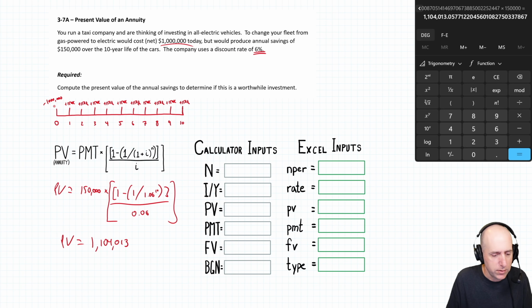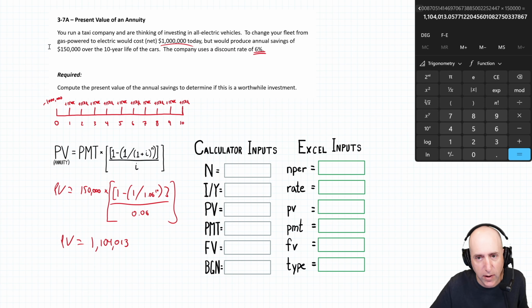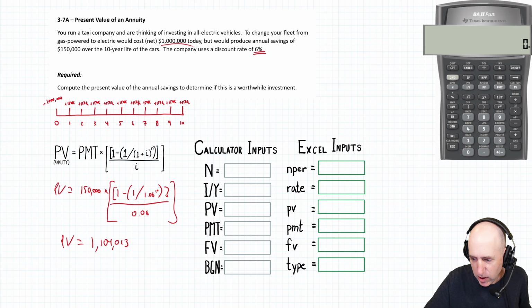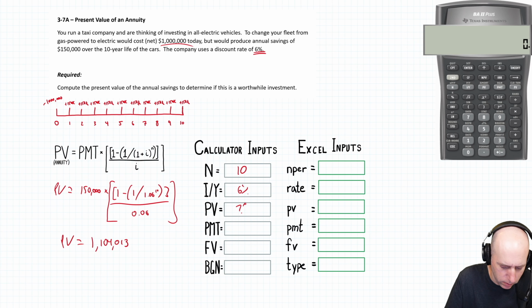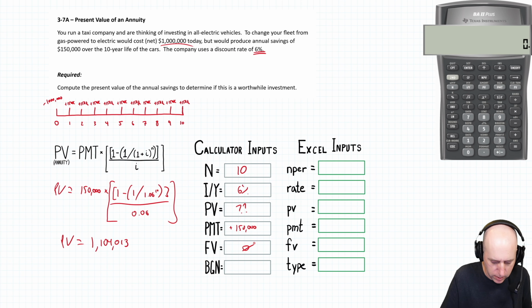Okay. So we've solved it, right? 378 is in the books, done by hand, but of course, I'm going to show you how to do it in our BA II Plus financial calculator. I'll also show you how to do it in Excel. So let me call up my BA II Plus. And the calculator inputs are as follows. Number of periods is 10. I/Y is 6%. PV, we don't know. PMT, $150,000 positive. That's our savings. FV, 0. There's no lump sum coming in at the end.